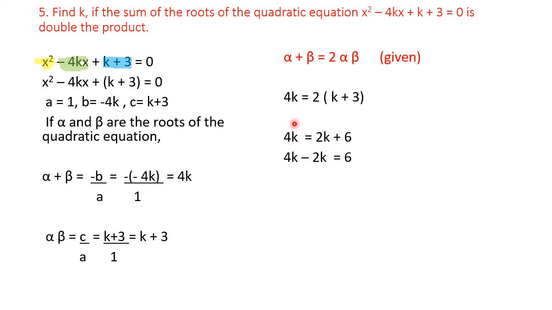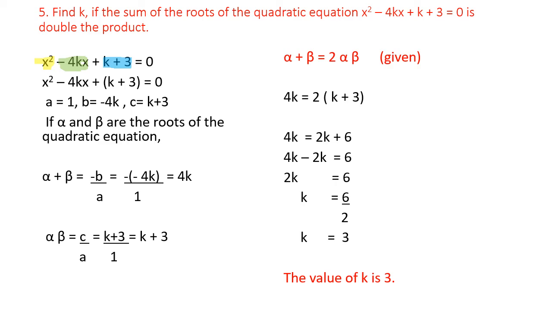Yeah, so 4k minus 2k is equal to 6. So 4k minus 2k means 2k is equal to 6. We want to find out the value of k. So this 2 comes here, it gets divided and we get the answer as 3. So this is our answer. The value of k is 3.